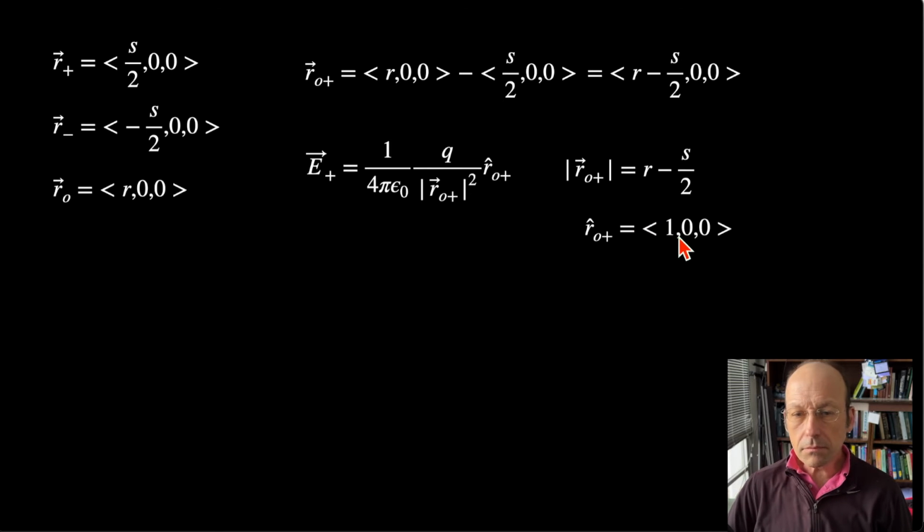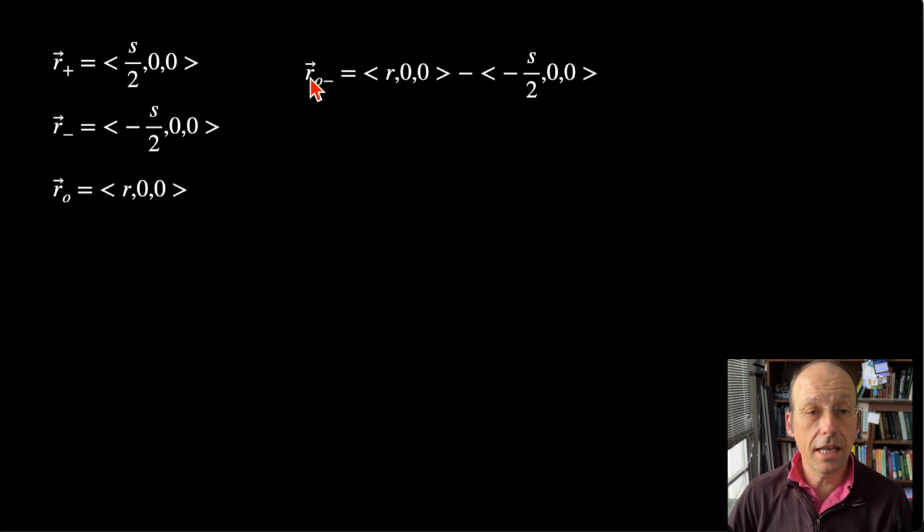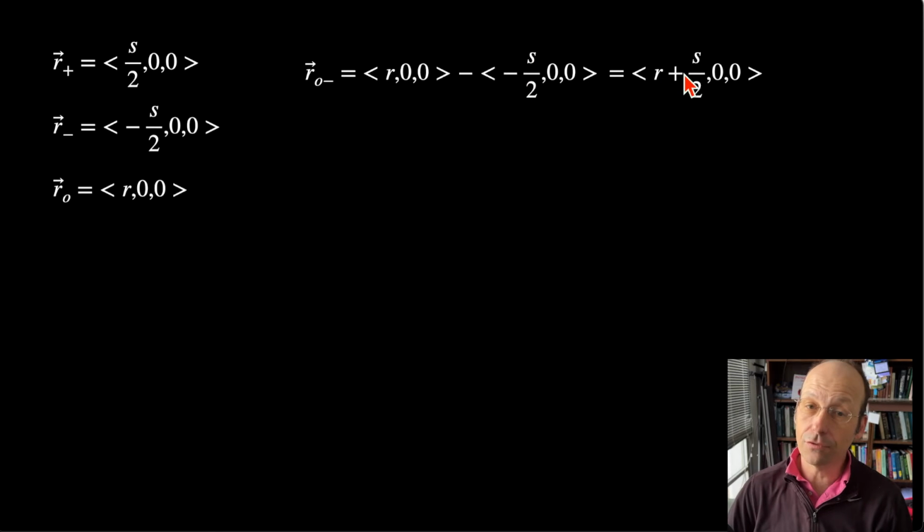That's not too hard. Now let's put these two things into my E plus vector, 1 over 4 pi epsilon naught Q, and then there's my magnitude, r minus s over 2. I have to square that, and there's my unit vector. That's not too bad. Okay, now let's go and do the negative charge. So the negative charge is at a location RO minus. So it's the observation location, r, 0, 0, minus the negative charge location, which is negative s over 2. So when I do r minus negative s over 2, I get r plus s over 2. But then I get 0, 0. So that's the only difference here.